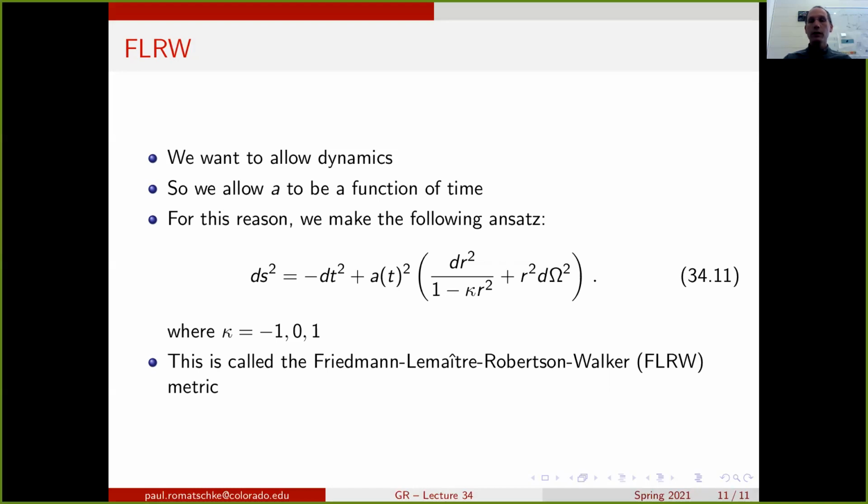Once we have this metric, we will find that we can use it to study the dynamics of the cosmos. But to do so, first we have to plug it into the Einstein equations and see what the dynamical equations, the so-called Friedmann equations, are, which is the topic of the next lecture.